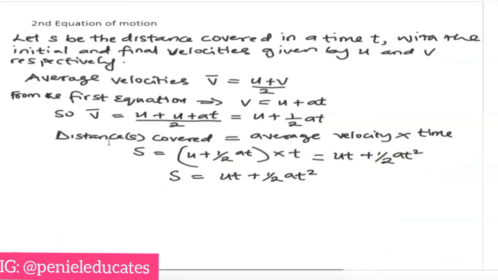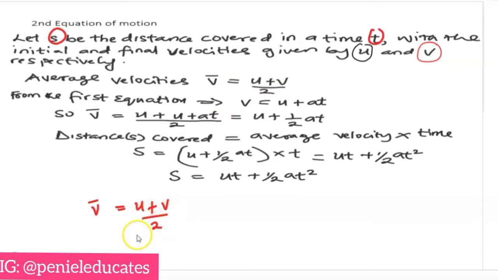Now the second equation of motion. Let s be the distance covered in a time t, with the initial and final velocity given by u and v respectively. So u is the initial velocity, and v is the final velocity. We have a time t, and let s be the distance covered. So the average velocity, as we know, will be initial velocity plus final velocity divided by 2. That will be the average velocity.